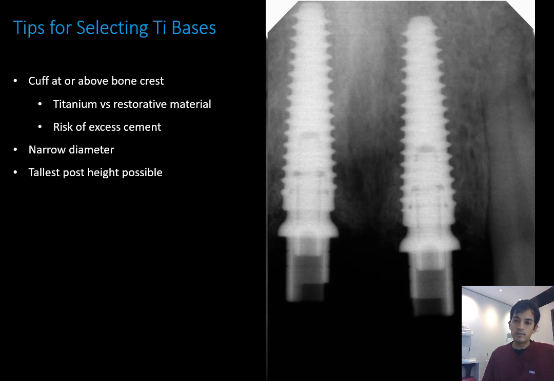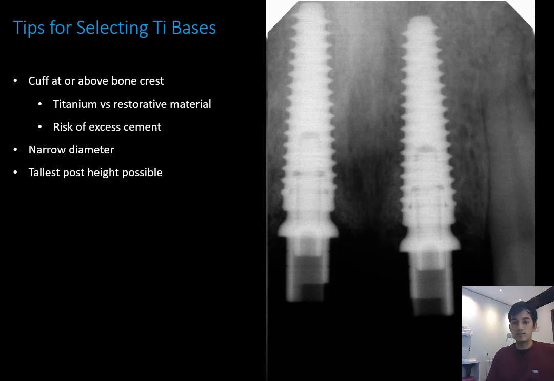The second thing is, with the tie base, your lab tech will mill the restoration separately and attach it with a luting agent of sorts. And in the off chance that there's a slight marginal gap, excess cement perhaps, any irregularity in that surface, I don't want that irregularity to be at the bone level, which is why I select a cuff height that's at or above the level of the bone.